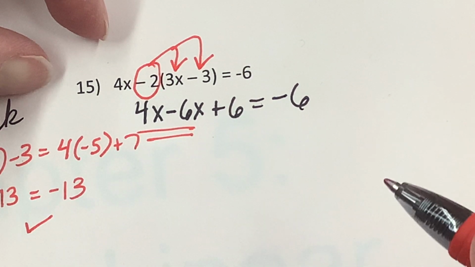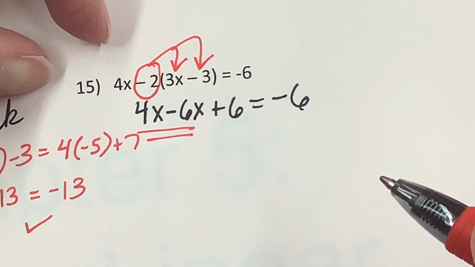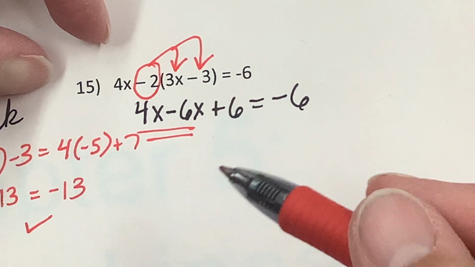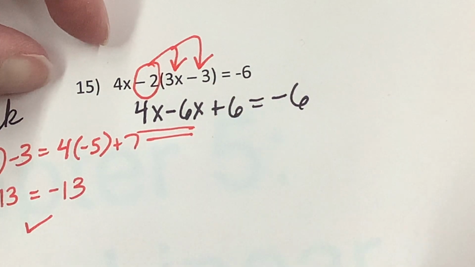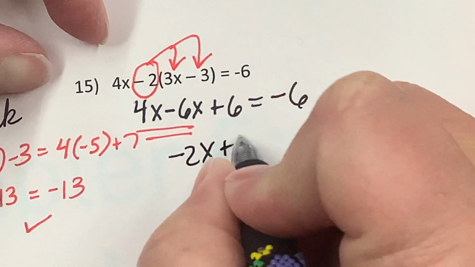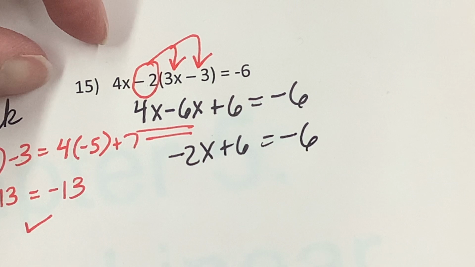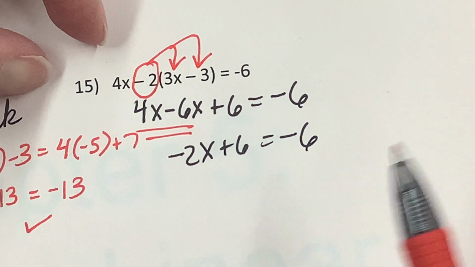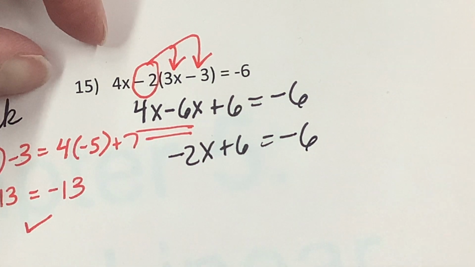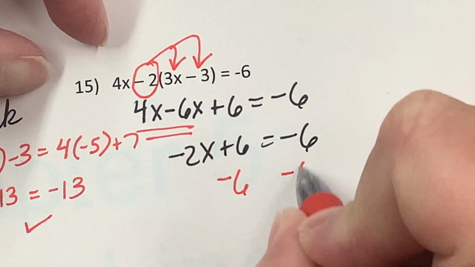So I don't have to do an inverse. Opposite sides, opposite operations. Same side, same operations. 4 minus 6 is negative 2x plus 6 equals negative 6. Now it's a two-step equation, and those are easier to solve. You add or subtract, then you multiply or divide. So I'm going to subtract first. Subtract 6 from both sides.